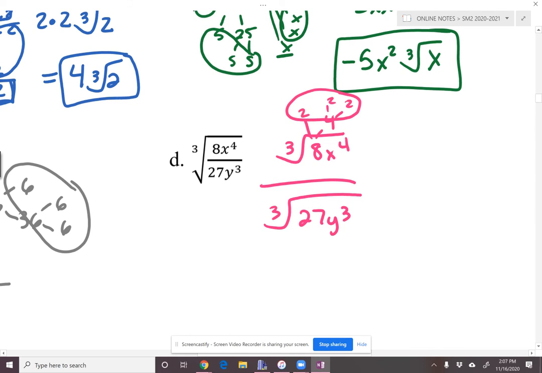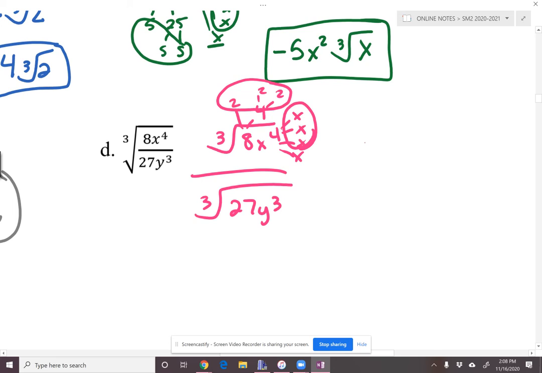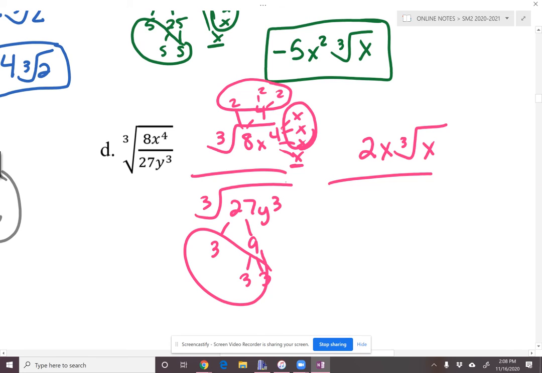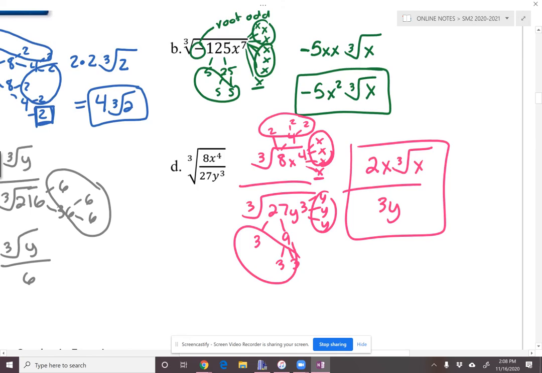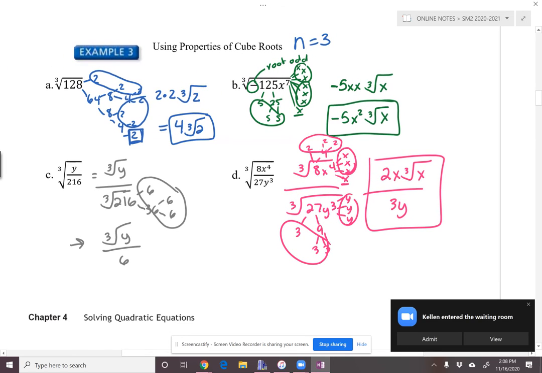I've got 3 2's, and I have 4 x's, but I can only bring 3 of them out. So on top, I've got a group of 2, a group of x's, and then left on the inside is that 1 x right there. And then on bottom, 27 is 3 times 9, which is 3 times 3. So there's a group of 3's, and then 3 y's, so I get 3y. When nothing's left inside, you don't have to do the signs again.